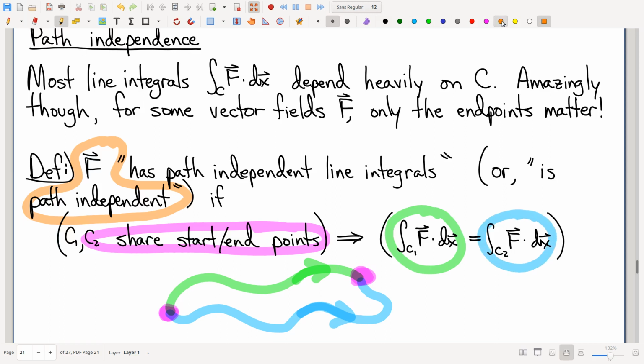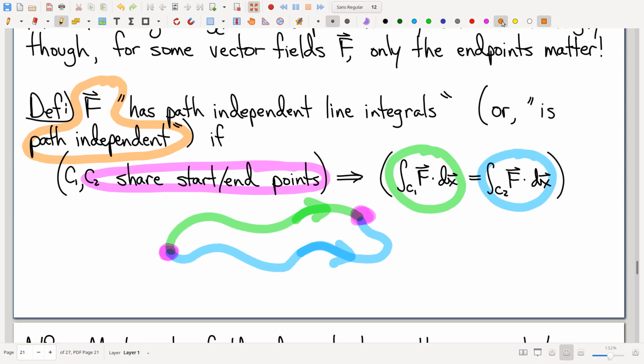Now I emphasize this is a very surprising thing to claim, and I emphasize even more strongly, this is not always true. This is not a generic statement, right? This is specifically for these very special, what we call path-independent vector fields. So again, I'm not claiming that only the endpoints matter in general. That is absolutely false. What's still surprising to me is that there could possibly exist any vector field.